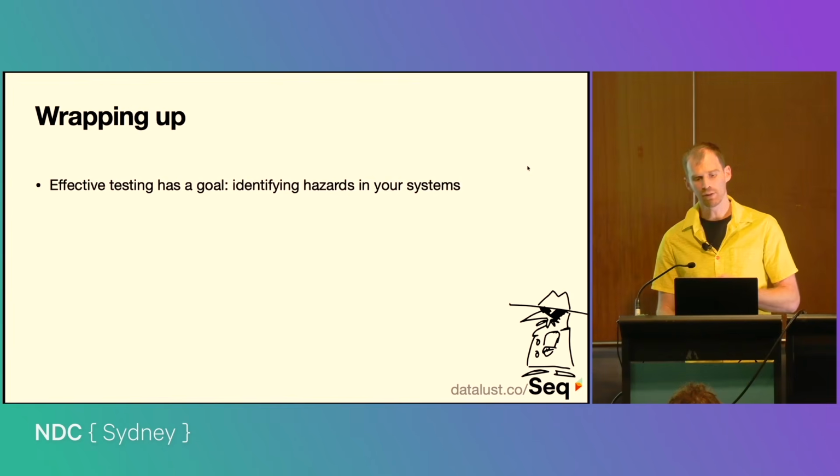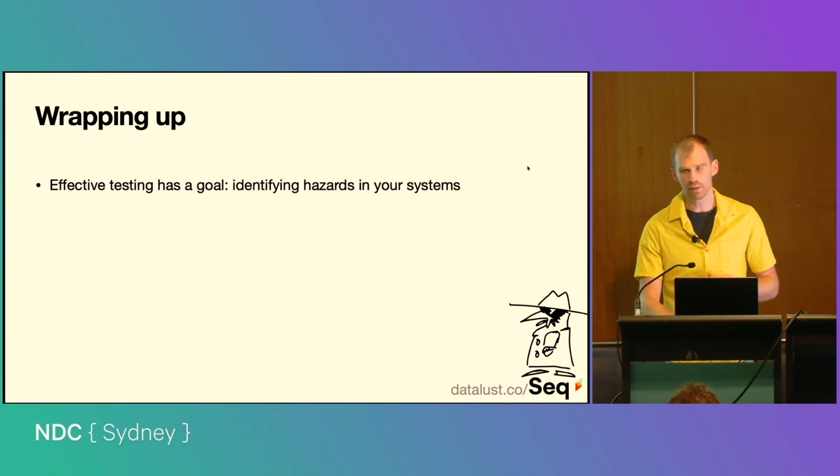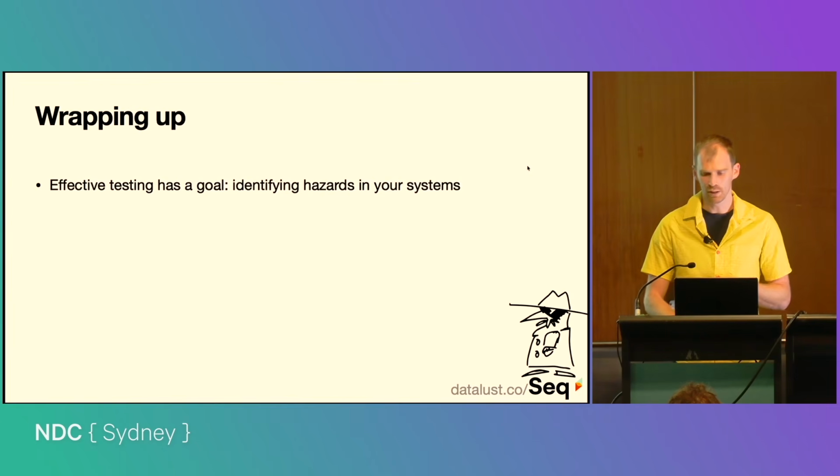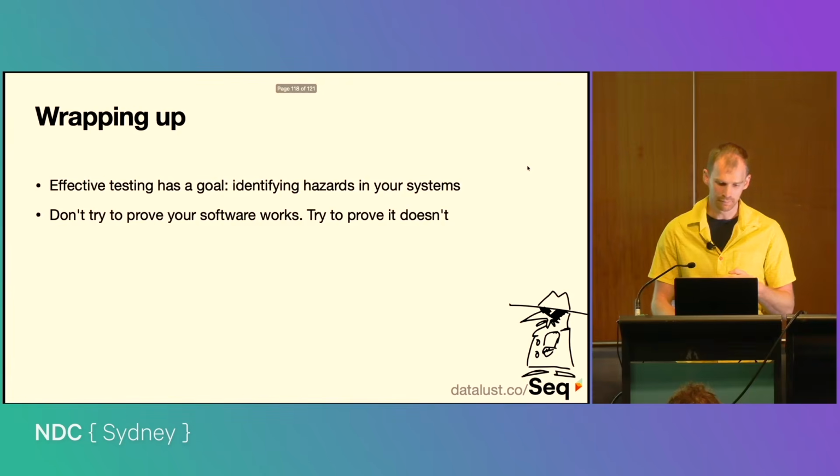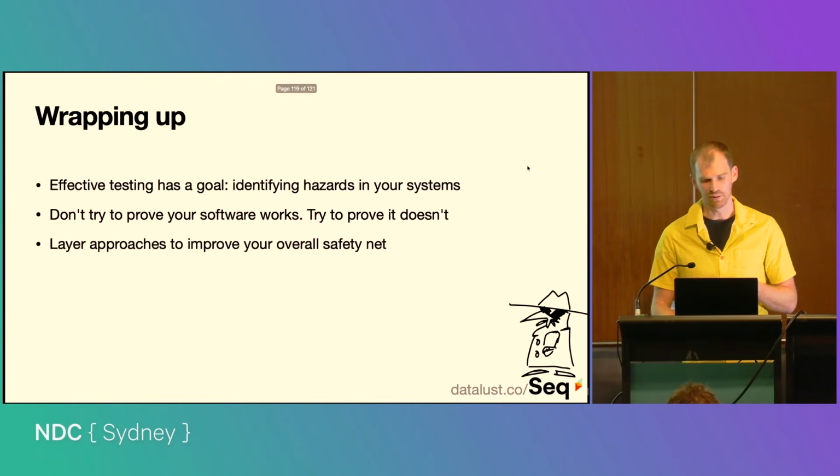So to wrap everything up, effective testing has a goal. It's to identify hazards in your systems. You need to keep that in mind as you're testing so that you're constantly trying to find flaws and fix them. Don't try to prove that your software works. Try to prove that it doesn't, because you know that it doesn't.